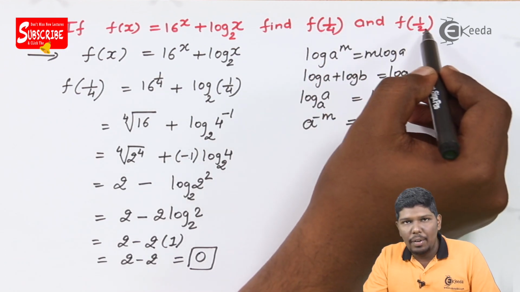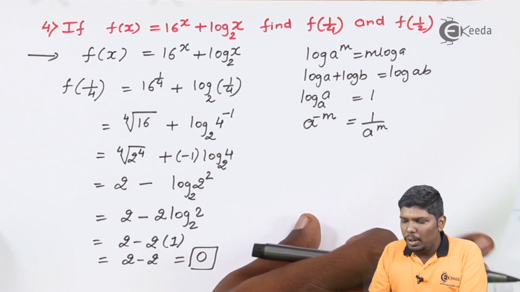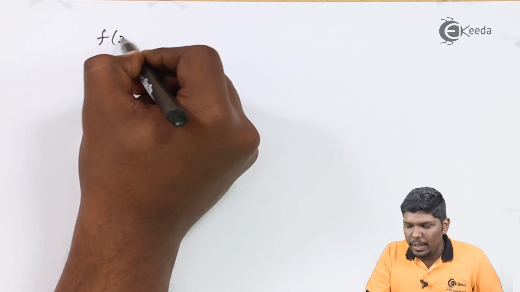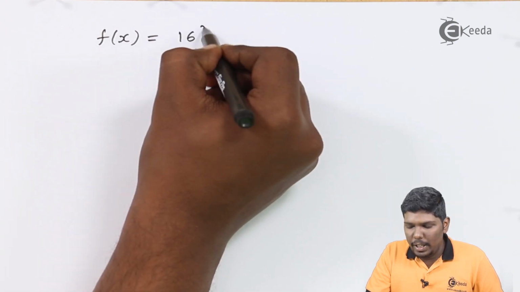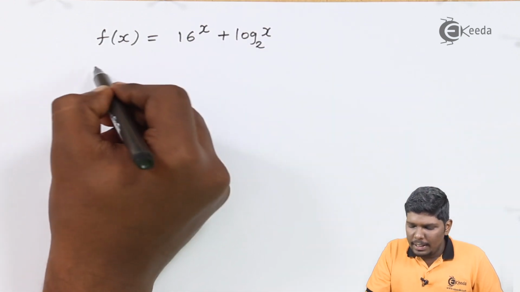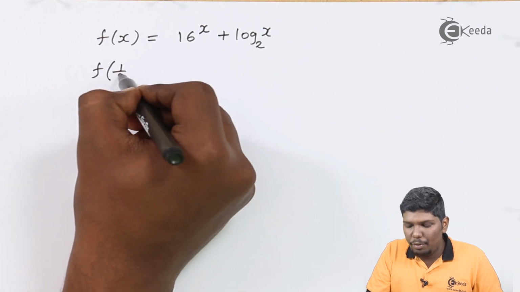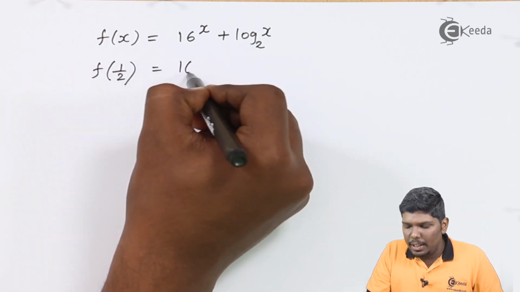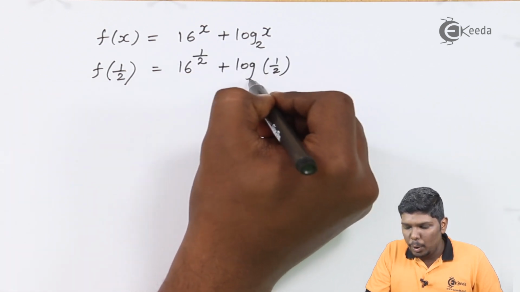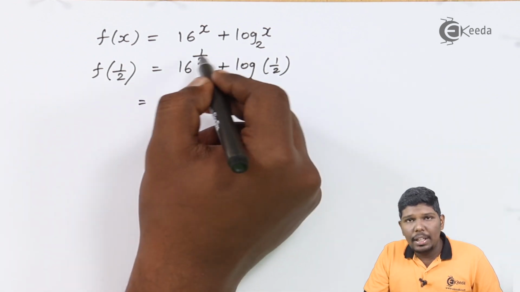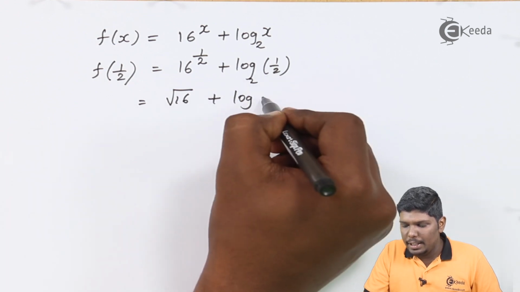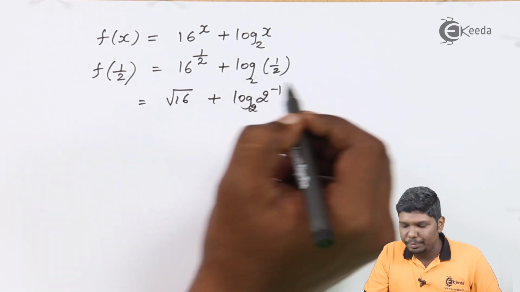Similarly, we'll find the value of f of 1 by 2. Now let us copy down the same function on another page. Let us write down the function: f of x was 16 raised to x plus log x to the base 2. The second value that we are going to find is f of 1 upon 2. So again x becomes 1 upon 2: 16 raised to 1 by 2 plus log of 1 by 2 to the base 2. Now 16 raised to 1 by 2 is the square root of 16, plus this can be written as 2 raised to minus 1 to the base 2.